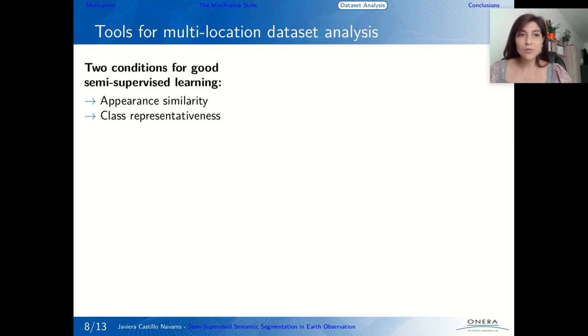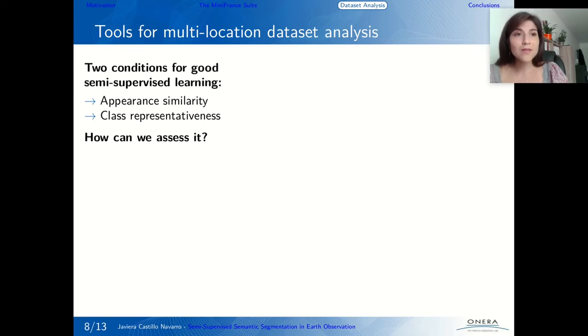To answer this question, we present some tools for dataset analysis. To achieve good semi-supervised learning, we need to satisfy 2 conditions. The first one is the appearance similarity. That is, our training data needs to well represent all appearances in the dataset. And the second one is the class representativeness. And this is that the labeled training partition has to contain all the possible classes in the dataset. But how can we assess it?